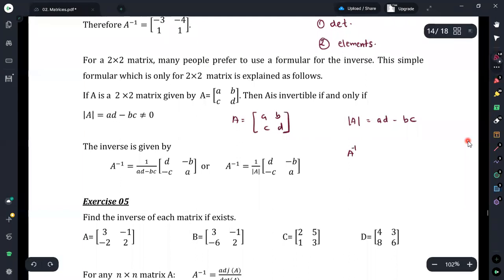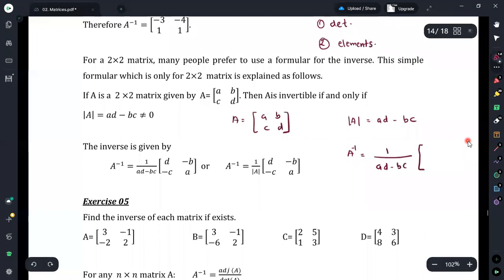Here we can use this formula. A inverse is equal to 1 over AD minus BC, where AD minus BC itself equals the determinant of the matrix.